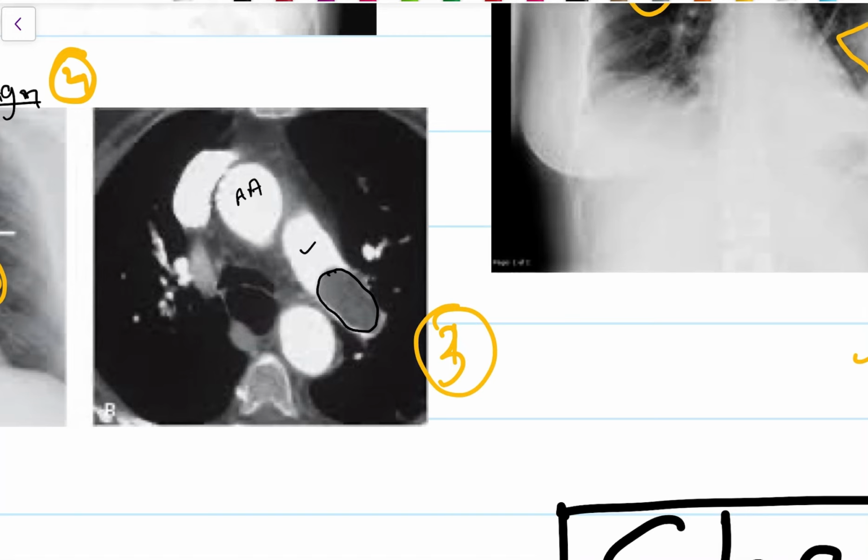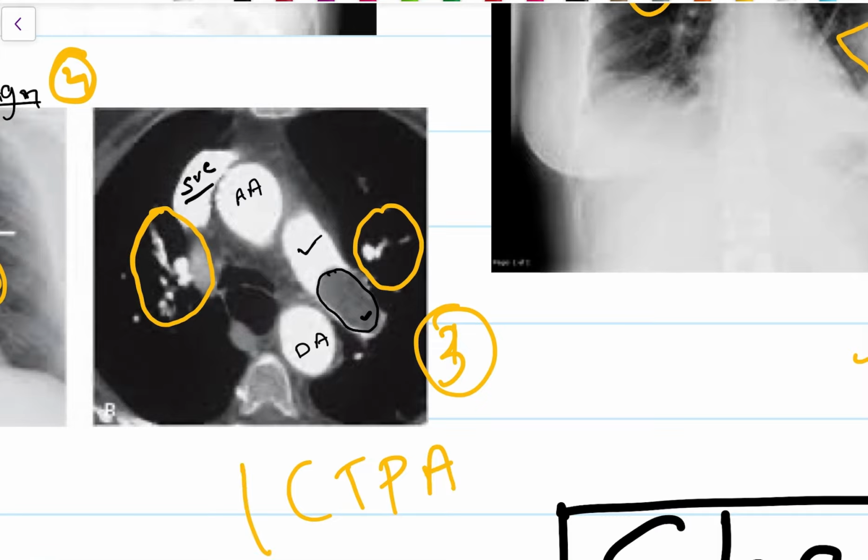This is the ascending aorta, this is the descending aorta. This is the superior vena cava, and this is the branch of the pulmonary artery which is blocked here. You can see that there are blood vessels which are clearly visible on the right side, but on the left side there is oligemia. So the best diagnosis is angiography, CT angiography.